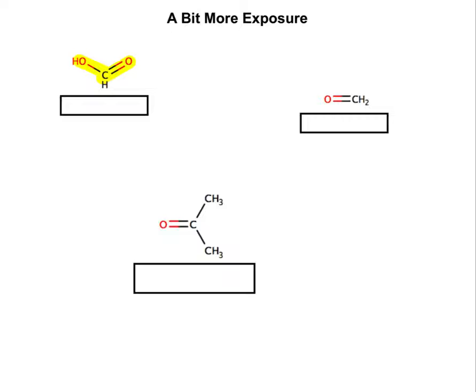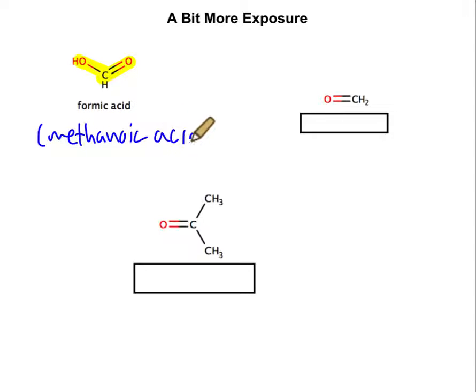It's a carboxylic acid. One carbon only, so the prefix would be meth. Well, that's actually formic acid or methanoic acid. Formic acid is the common name for methanoic acid and is still very much in use, very much prevalent as a name for what would otherwise be known as methanoic acid.